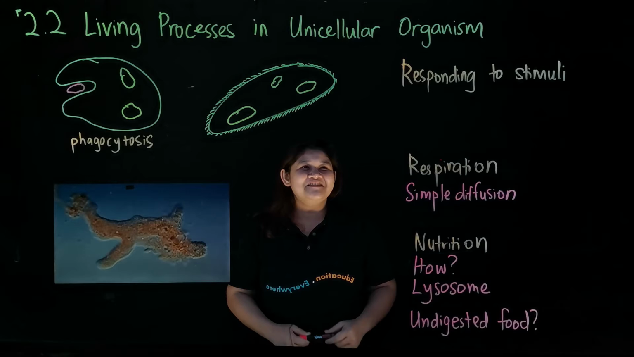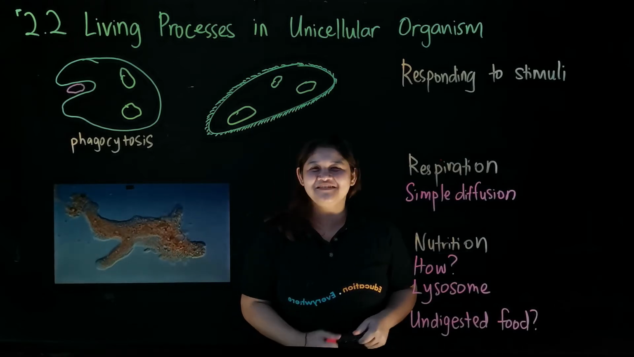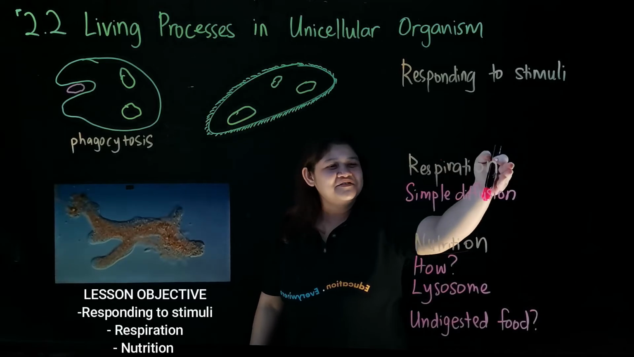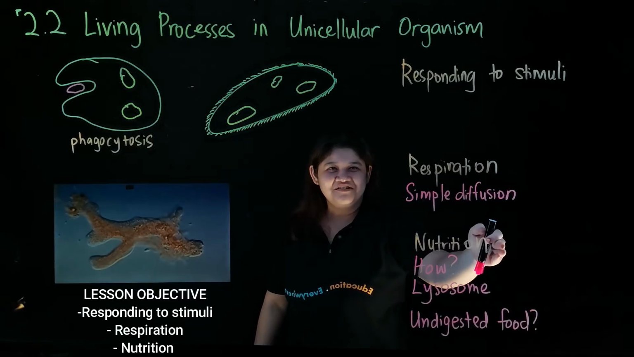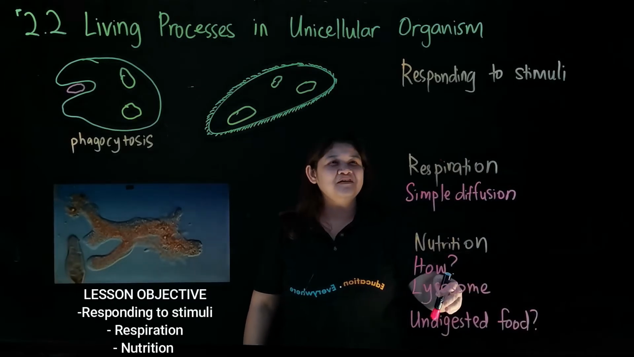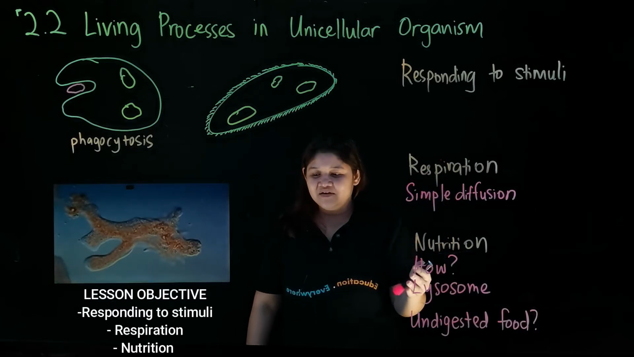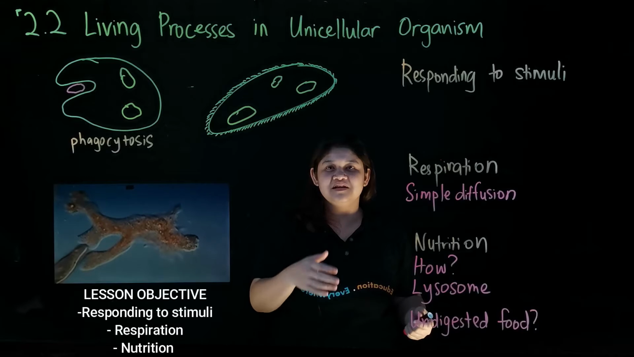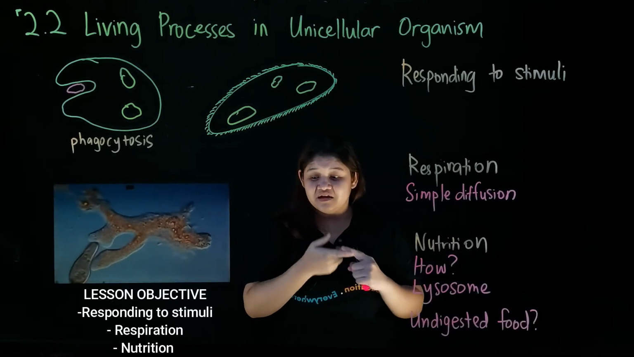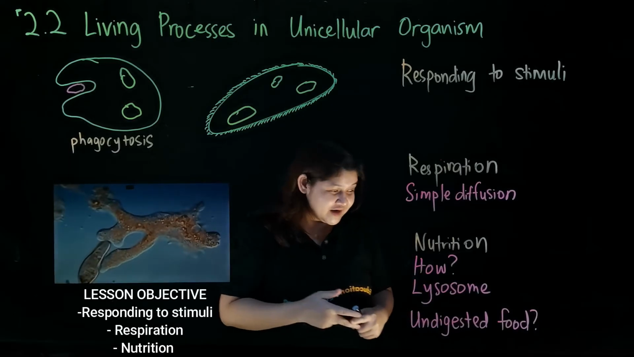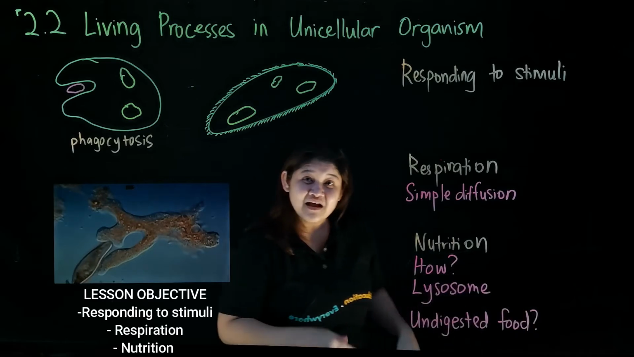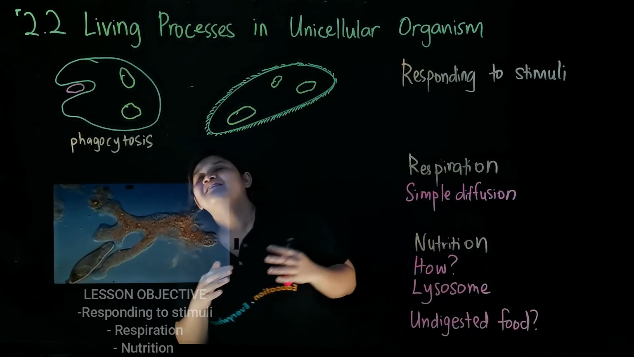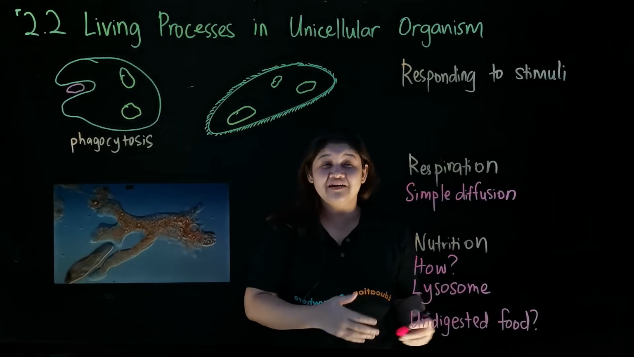A few more characteristics of a unicellular organism are responding to stimuli, respiration, and nutrition. When we are talking about responding to stimuli, amoeba and paramecium respond to stimuli such as chemicals, touch, or bright light. And how they do it is they move away from it. Oh, bright light! So they move away from the bright light.